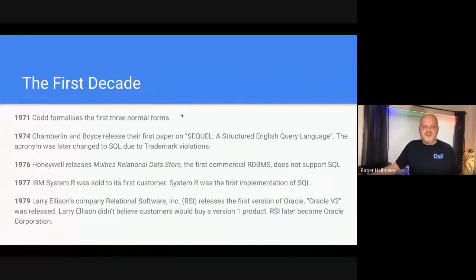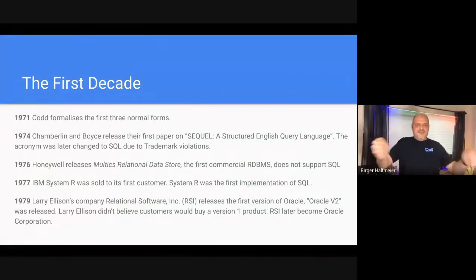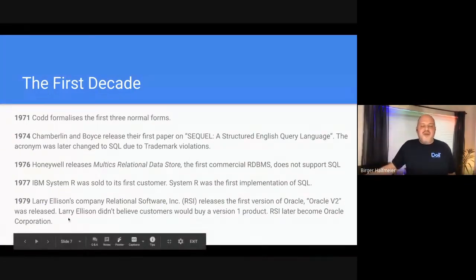The first actual implementation of the relational model only came to market in 1976 by Honeywell. This one did not support SQL. IBM released shortly after what they called their System R, which they had been working on for a couple of years, to their first customer, Pratt & Whitney. I don't know if they ever had any other customers. Those systems were really big back then, so they were like, yes, we have a customer. The real first sort of mainstream commercial relational database with SQL support was Oracle version 2. Yes, the first version of Oracle was Oracle V2, because Larry Ellison did not believe people would buy a version 1 product.